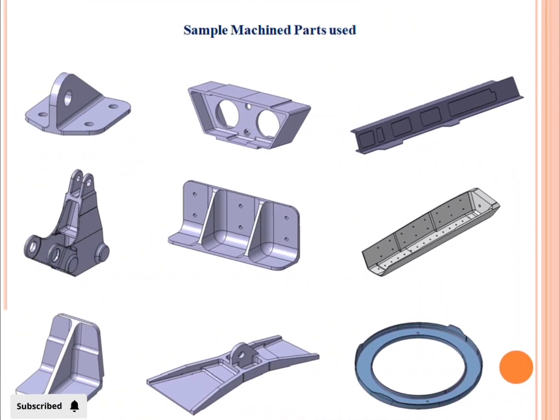And these are sample machine parts used. There may be clamps, see here the robotic arm, etc. These will be the machine parts which are used for carrying out the assembly operations.